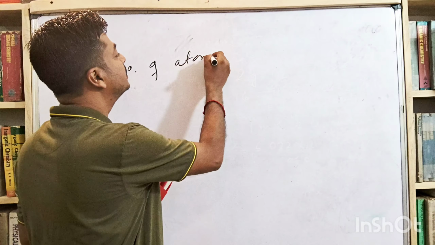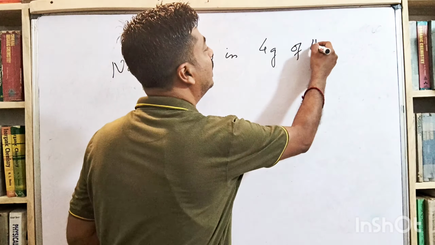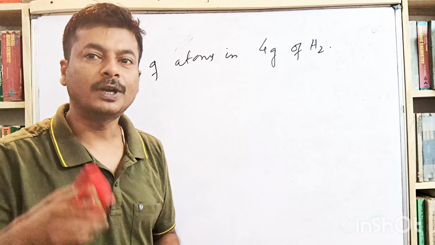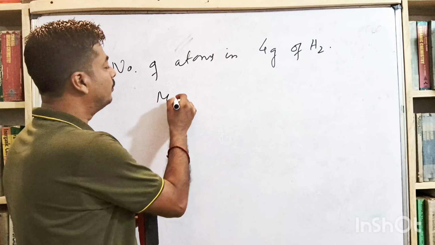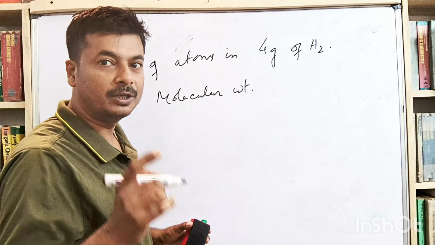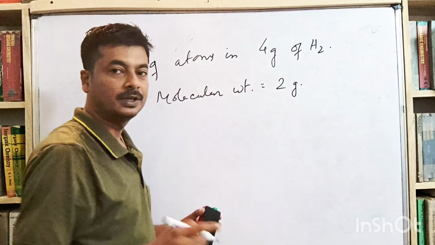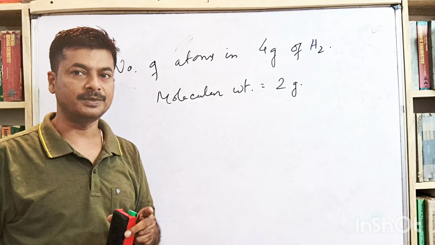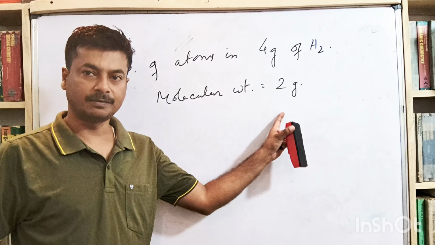in, suppose, 4 gram of hydrogen. How many atoms are present in 4 gram of hydrogen? Let us check. What is the molecular weight? Last day we discussed the molecular weight of hydrogen is equal to 2 gram, because the atomic weight of hydrogen is 1. There are 2 atoms in 1 molecule of hydrogen, so therefore the molecular weight of hydrogen is equal to 2 grams.